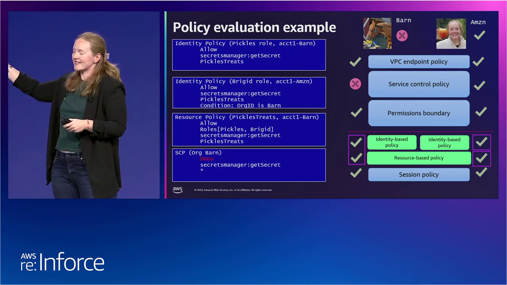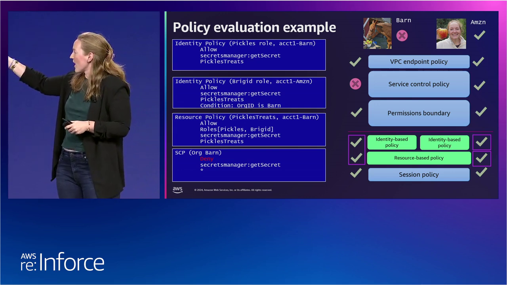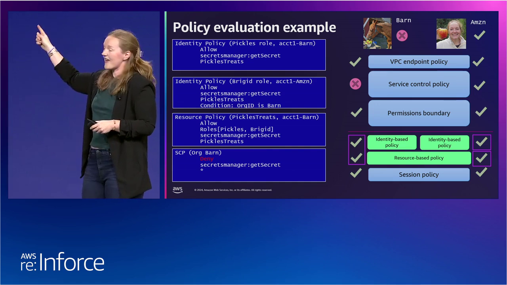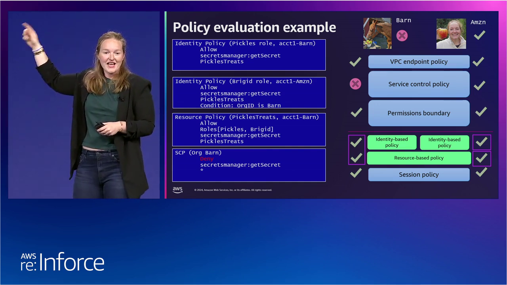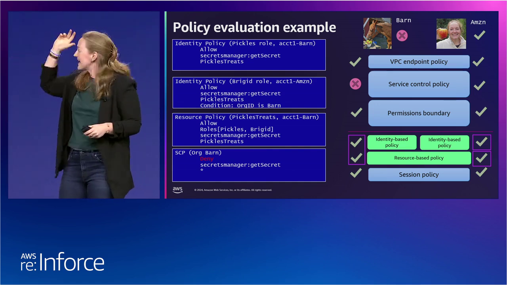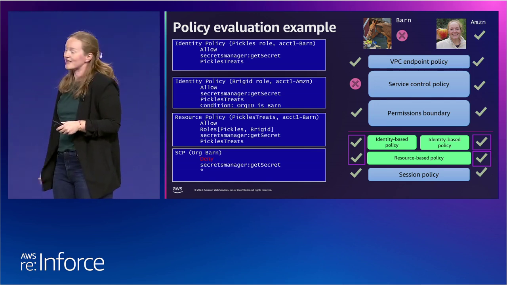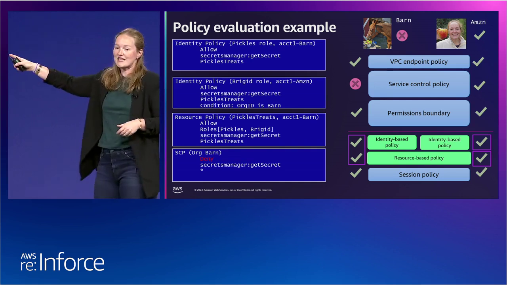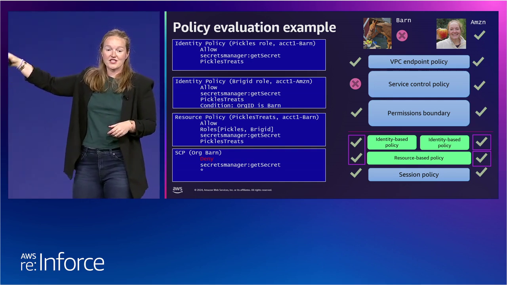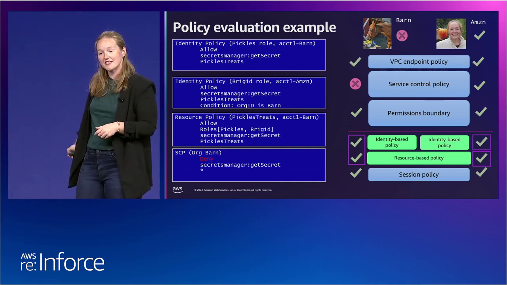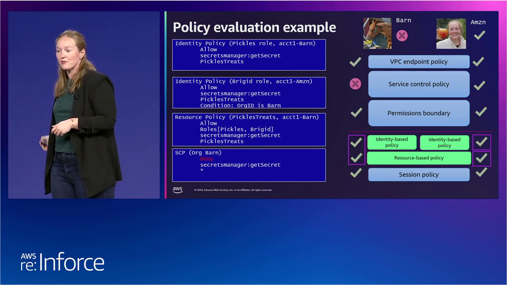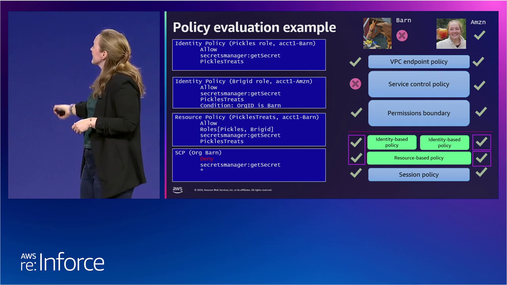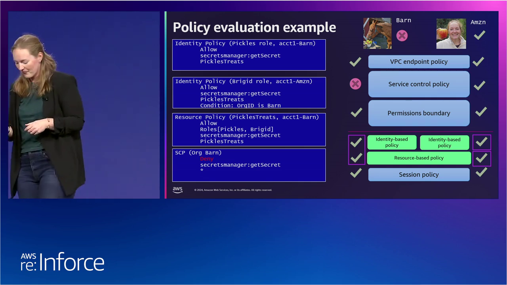But there's an SCP that says deny Secrets Manager on the barn org only. So if you see this, Pickles busts at that service control policy, right? That restricts access, a deny kicks in. Even though he has access all the way down the line, he will not be able to access those secrets. Now, Bridget, on the other hand, that SCP does not apply to her because she's in Amazon, and that SCP is only applied to the barn org, which means it only applies to the principals in the barn. It does not apply to principals at Amazon. So Bridget has green lights all the way through, and she gets access.